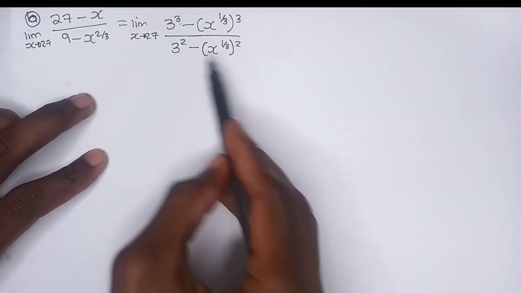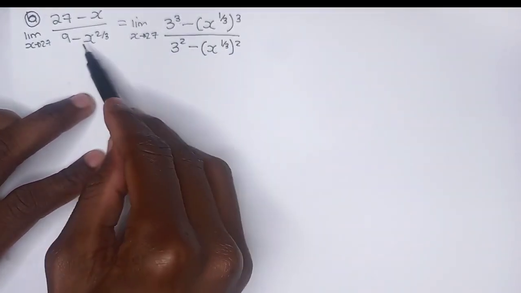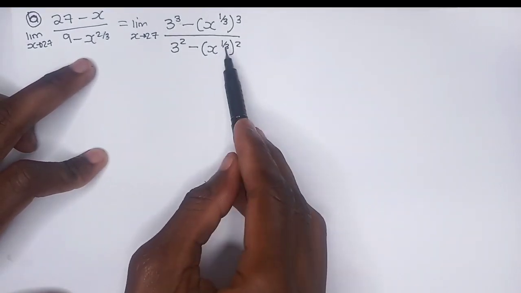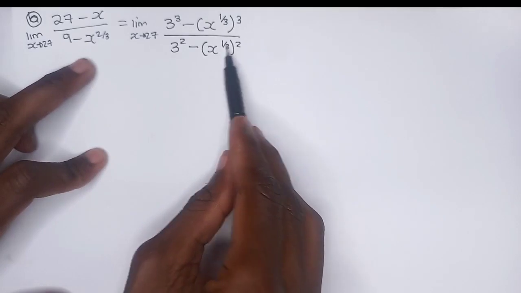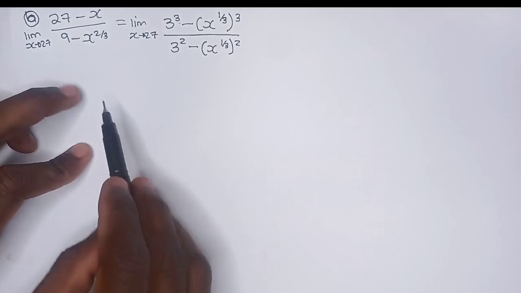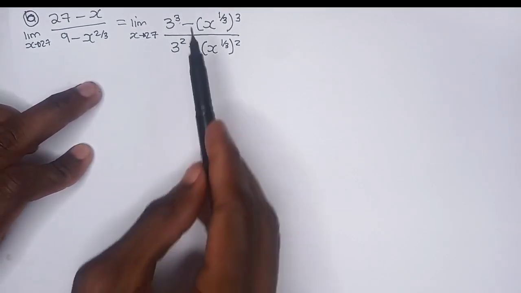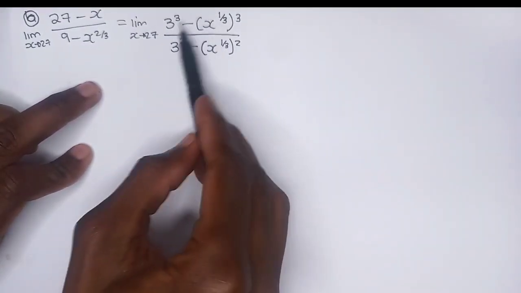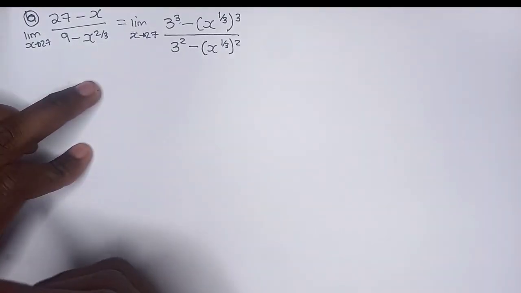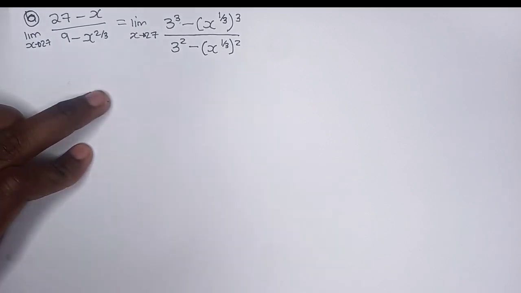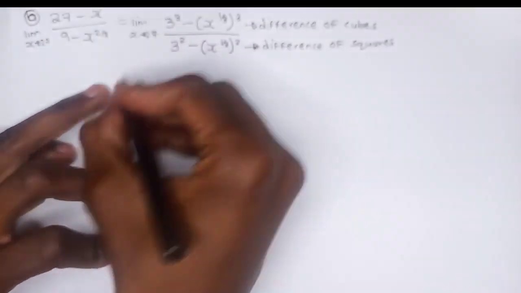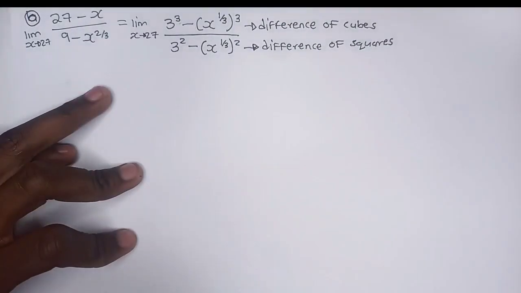And similarly here, x to the power 2 over 3 is the same as x to the power 1 over 3 to the power 2. So if I multiply the 2, I'll get back here. And also, 9 is 3 squared. So if you check my new expression, in the numerator, I'm having the difference of cubes, and in the denominator, I'm having the difference of squares. And how do I go about that? Meaning, I'm able to factorize the numerator and the denominator.